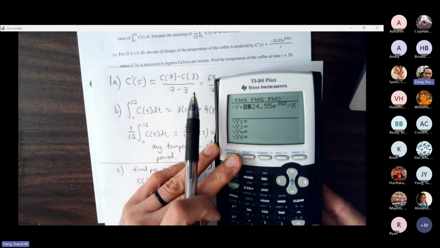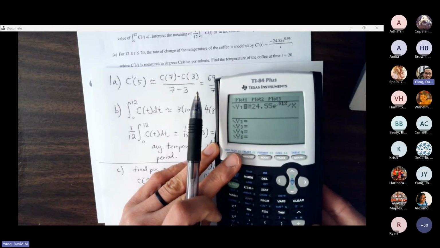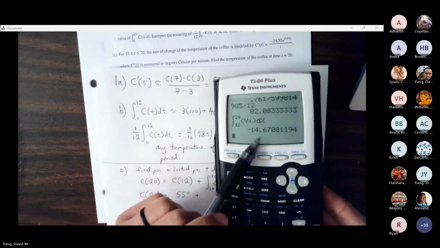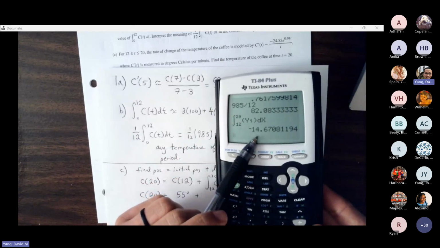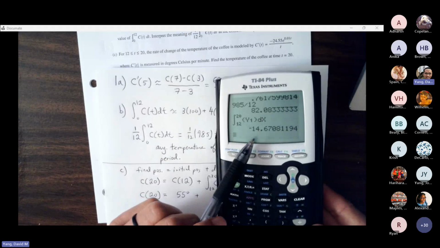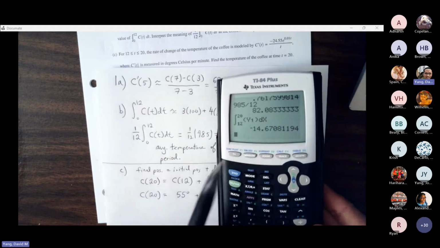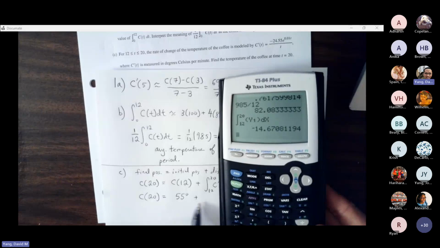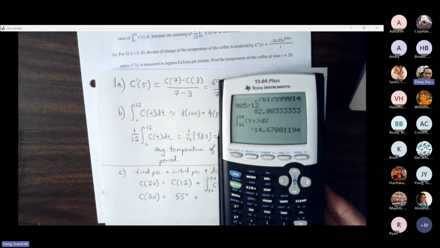negative 24.55 e to the 0.01 x divided by x. And then that gave me the change in temperature between the 12th and 20th minute. And if I know that my temperature has dropped 14 degrees after the 12th minute, I can figure out what the temperature is at the 20th minute.